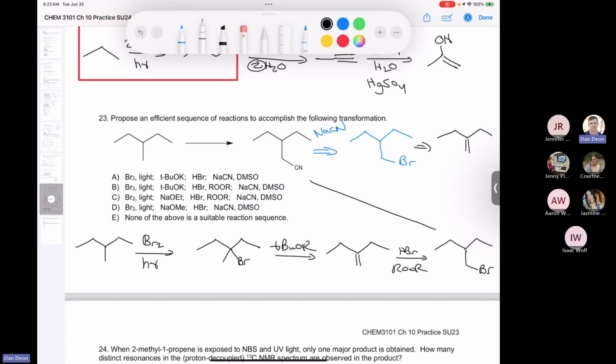And then to get to the final product, I'm going to treat it with sodium cyanide. And I would pick a polar aprotic solvent like DMSO, dimethyl sulfoxide. It is polar, but it is aprotic. Okie doke. That was done.